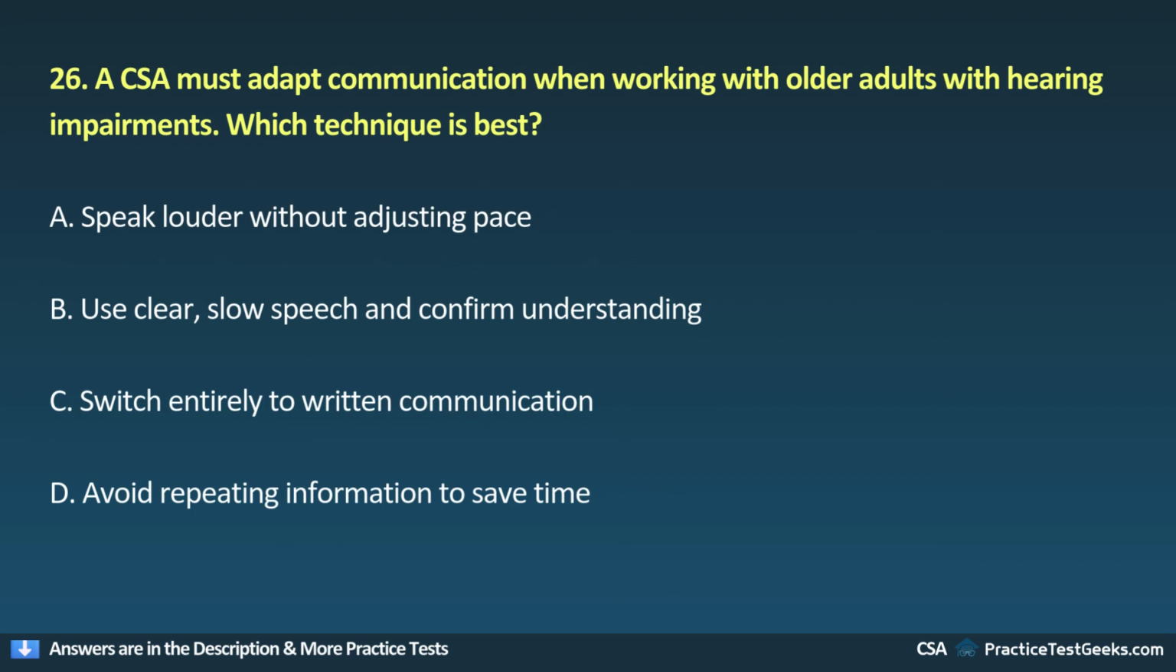26. A CSA must adapt communication when working with older adults with hearing impairments. Which technique is best? A. Speak louder without adjusting pace. B. Use clear, slow speech and confirm understanding. C. Switch entirely to written communication. D. Avoid repeating information to save time.